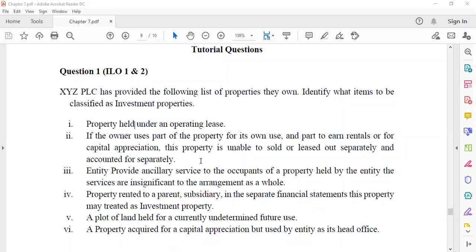So you are going to say that if the owner occupies an insignificant part of the property, the property is investment property. So that's what you have to say. Otherwise, you can say that if the property that is occupied to earn a rental is insignificant, the property is owner-occupied property.